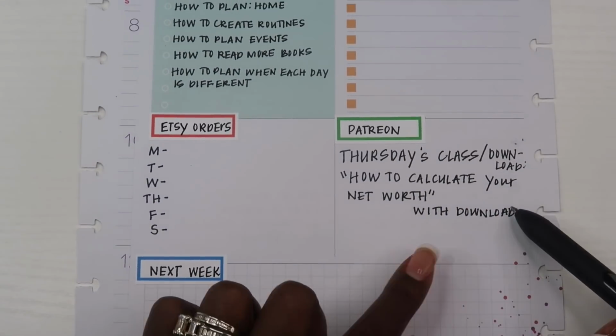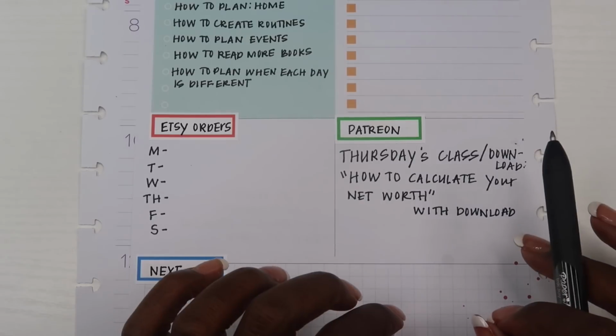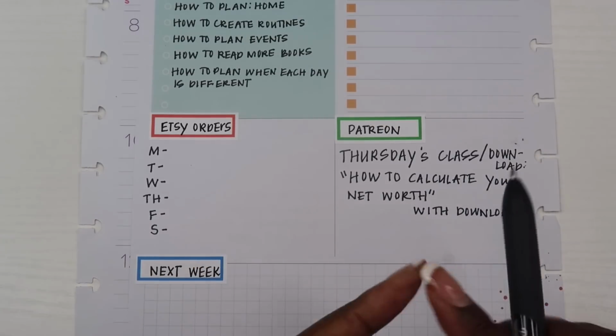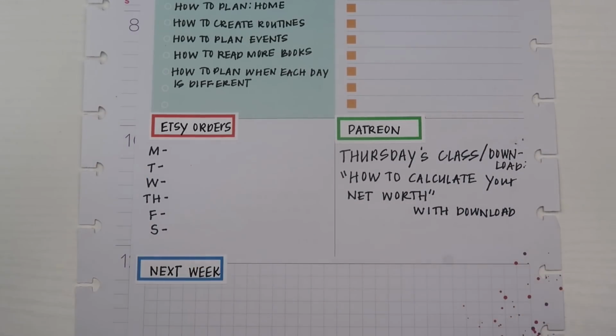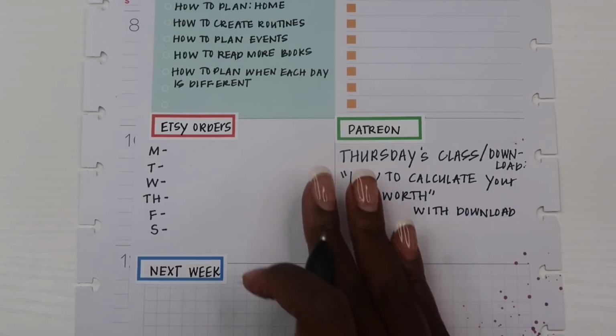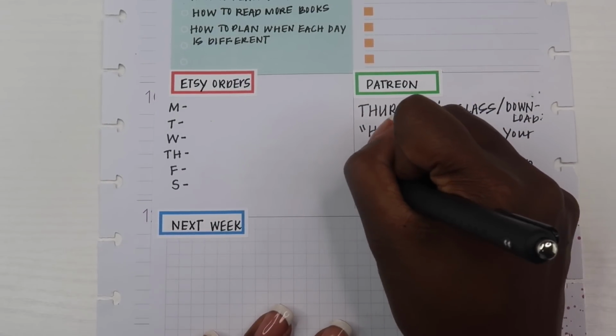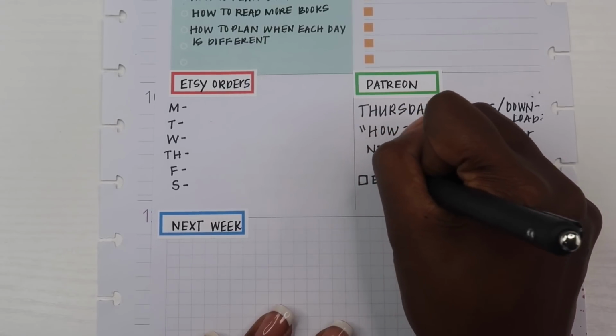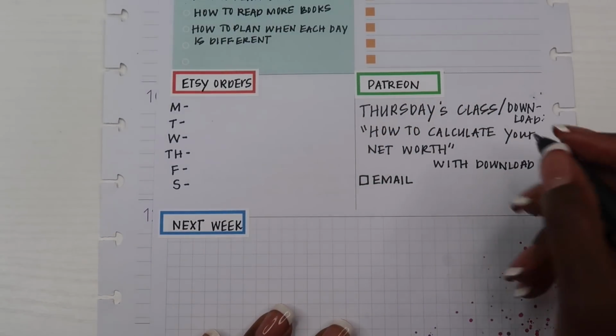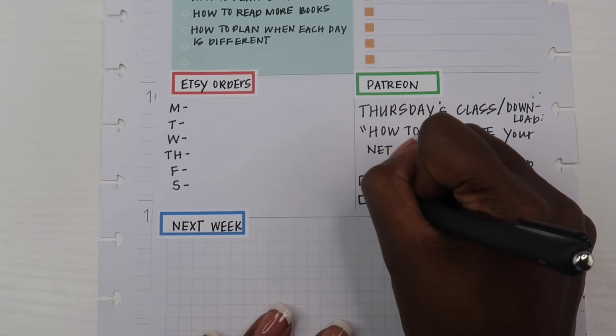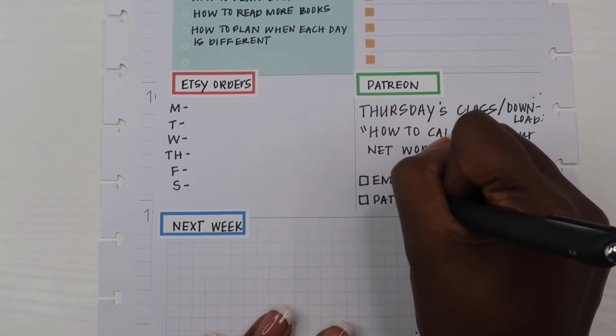And then on this side, I'm keeping track of Thursday's Patreon class. So for Thursday's Patreon class, we're going to be talking about how to calculate your net worth, and I'm also going to be giving them a download that they can print out and add to their planner and do this process on a monthly basis. So I just like to add the class here, and then I always email them and I always message them on Patreon. So I'm just adding that here so that I can mark off when I actually do that.